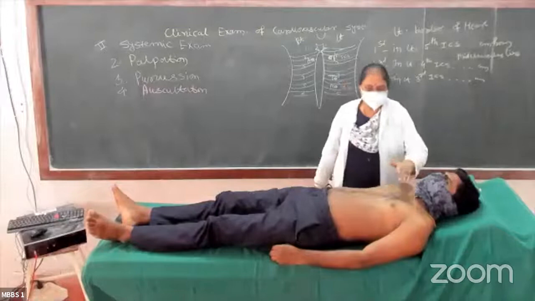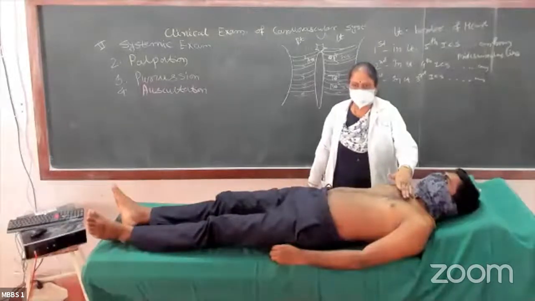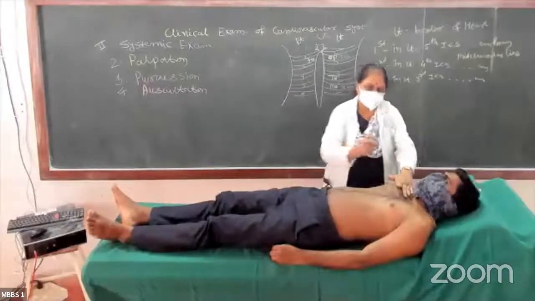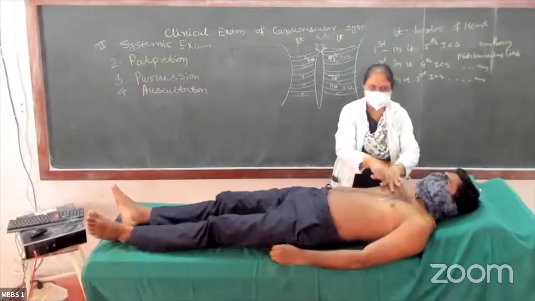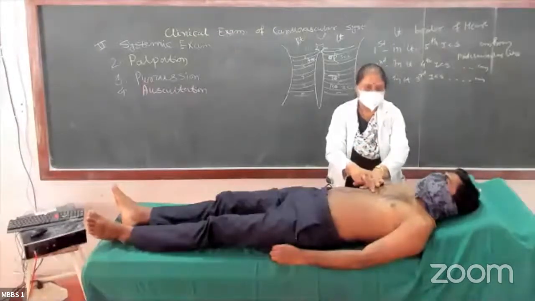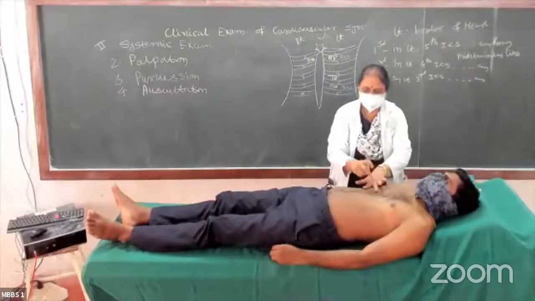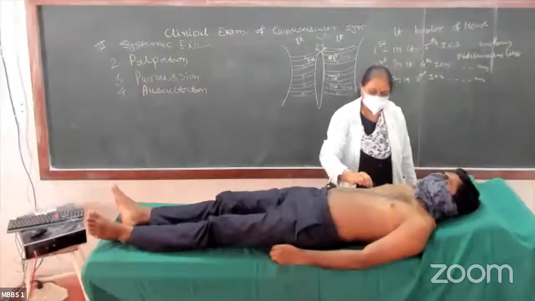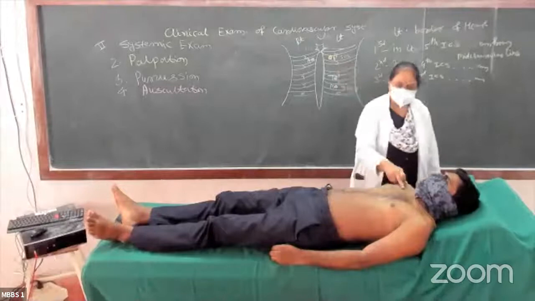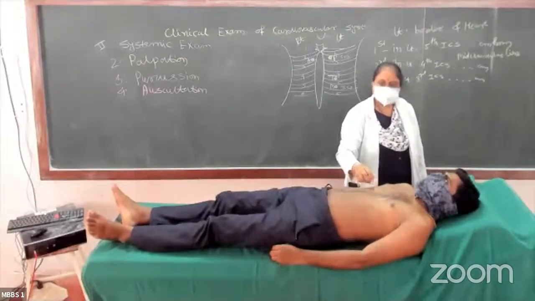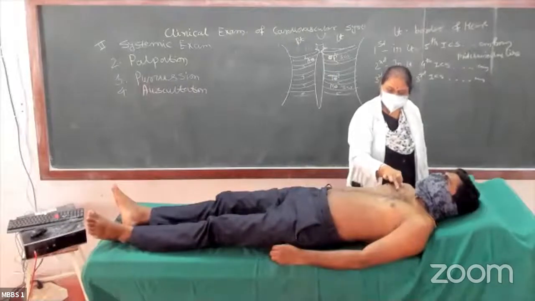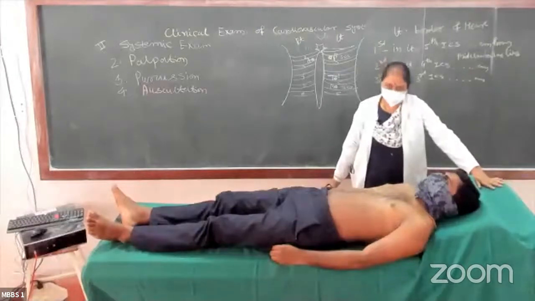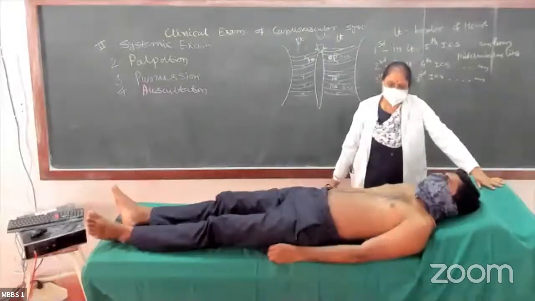For the right border of the heart, palpate the angle, palpate the ribs, palpate the spaces. Start percussing from the 2nd intercostal space. Here the note will change, and this is the upper border of the liver. Resonant, resonant, resonant, resonant. Here it changes, and then count the spaces: 2nd, 3rd, 4th, 5th, and 6th. The upper border of the liver lies in the 6th intercostal space.